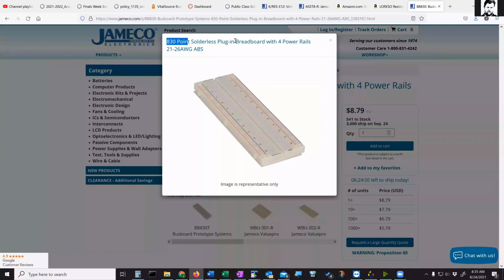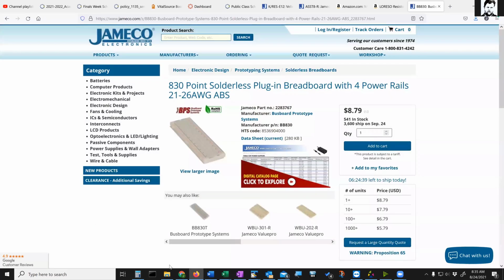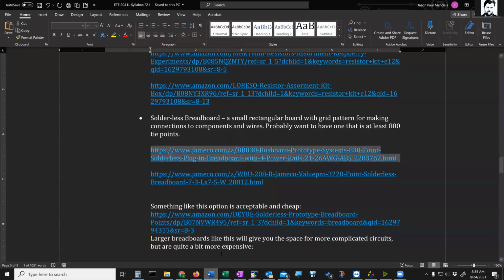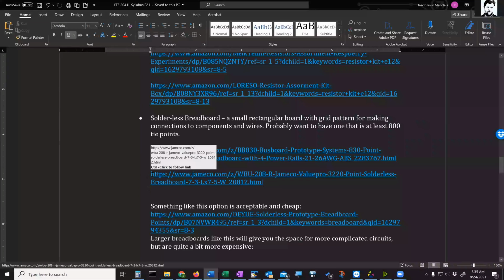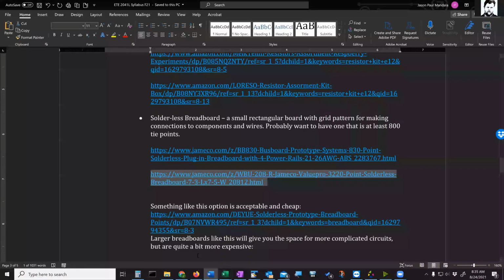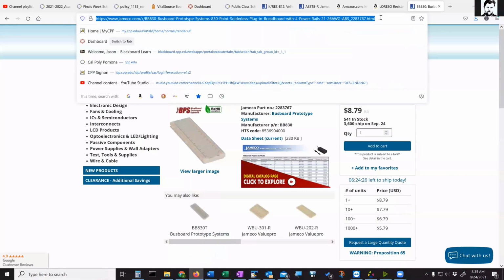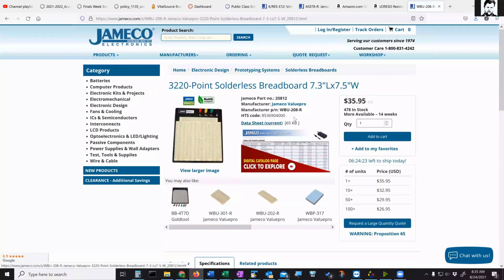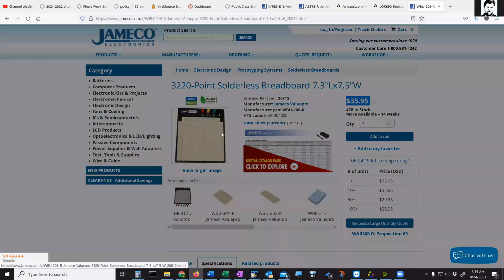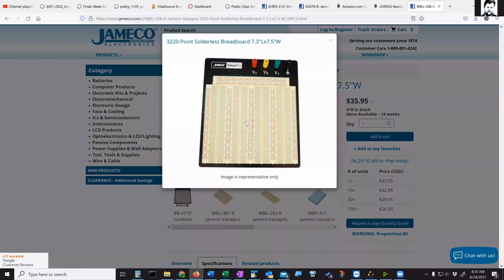The minimum I would recommend is something like this, an 800. This is an 830 point, the long rectangular one. This is about the minimum size I'd recommend. Many students actually would go with the bigger one. So I have in my syllabus here, I also have some bigger ones. And most of the students in our program in the past would have gone with something like this bigger one. This gives you more room. I mean, this one's quite pricey though, $35. But it is nice to have the extra space.